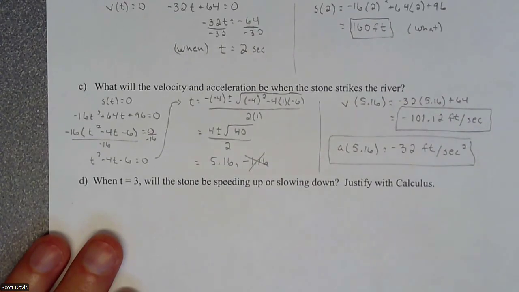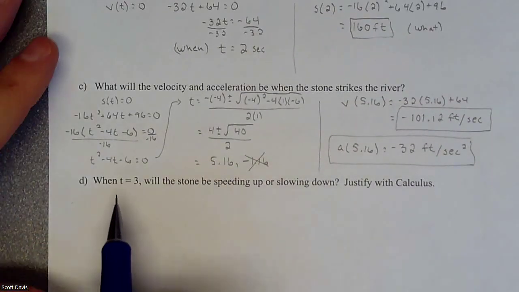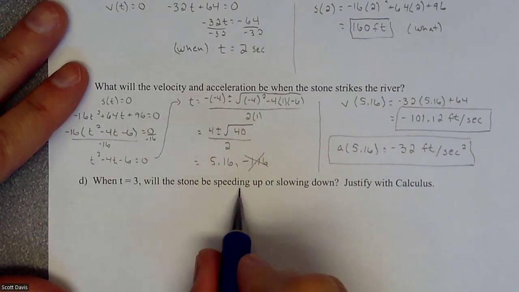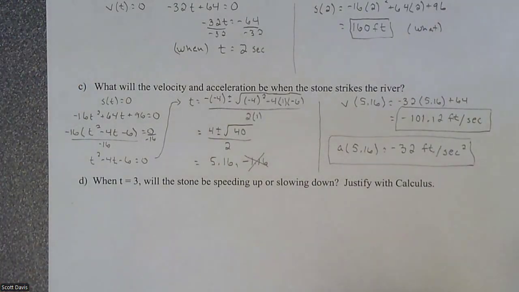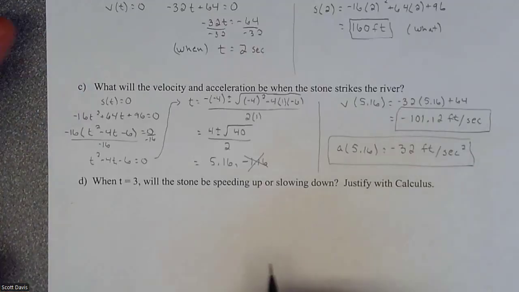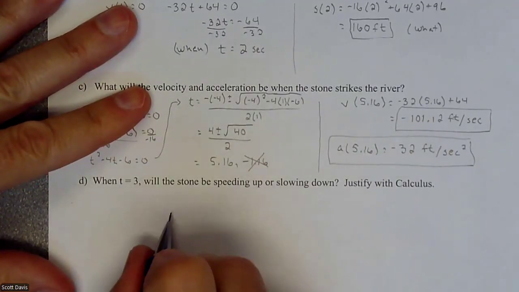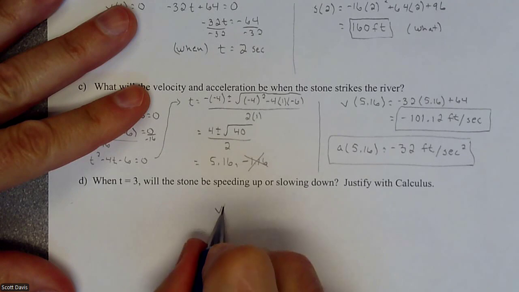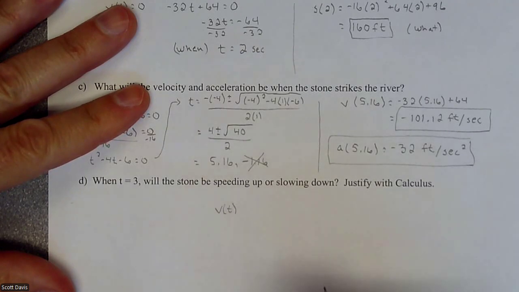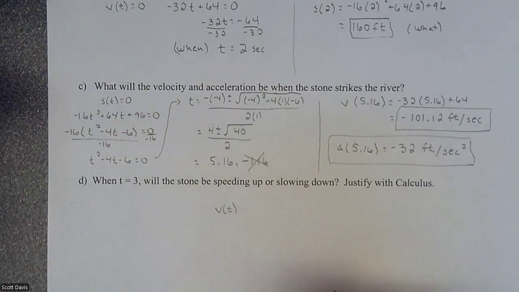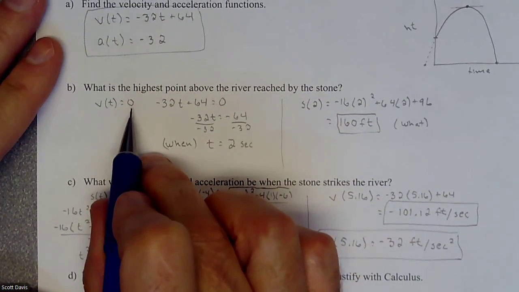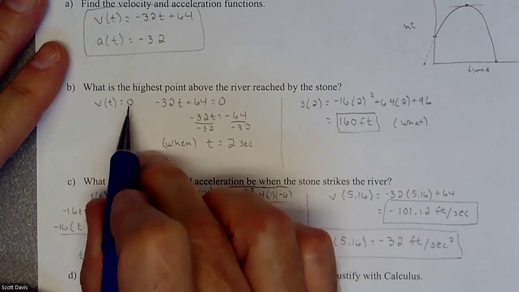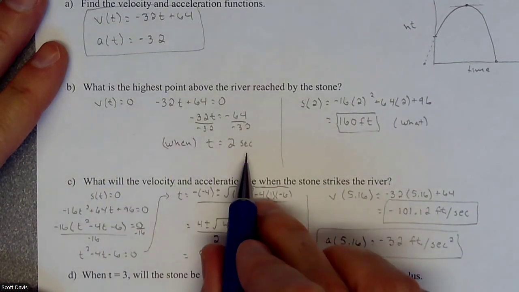And I got one last piece of information, and that is when t equals 3, will the stone be speeding up or slowing down? And we need to justify that. So here's how we go about doing that. It's going to be comparing our velocity equation to our acceleration equation. And so we know that the velocity stops at 0. So our velocity of 0 is at 2 seconds.